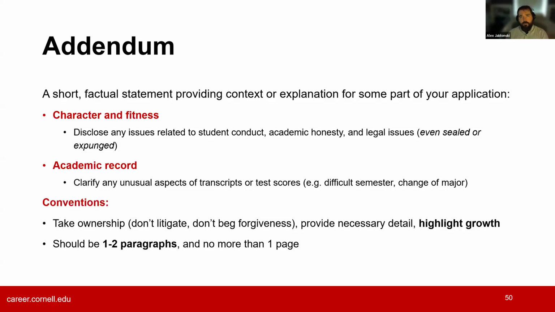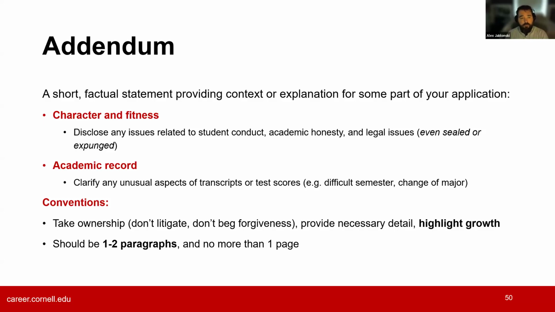Some caveats or conventions here. These are straightforward, almost reference documents. They just provide the necessary detail and move on. They're not a place to litigate a dispute, certainly not a place to beg forgiveness. The admissions committee is not in a position to forgive you for anything. They just want to know what happened. So you take ownership, you clearly state what happened, you give any necessary detail, no more than that.